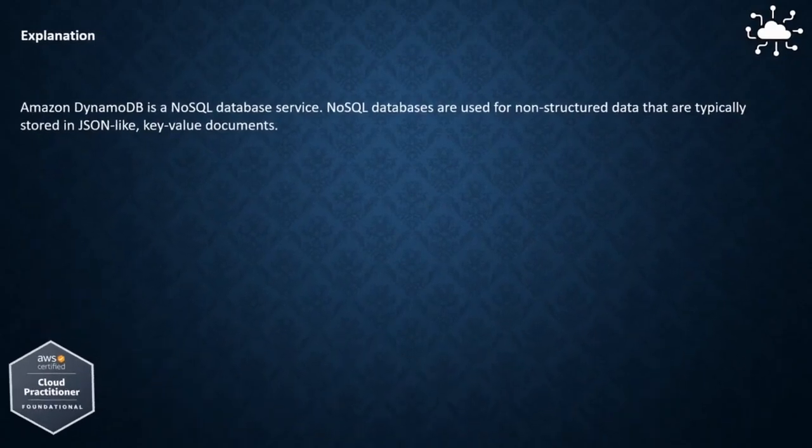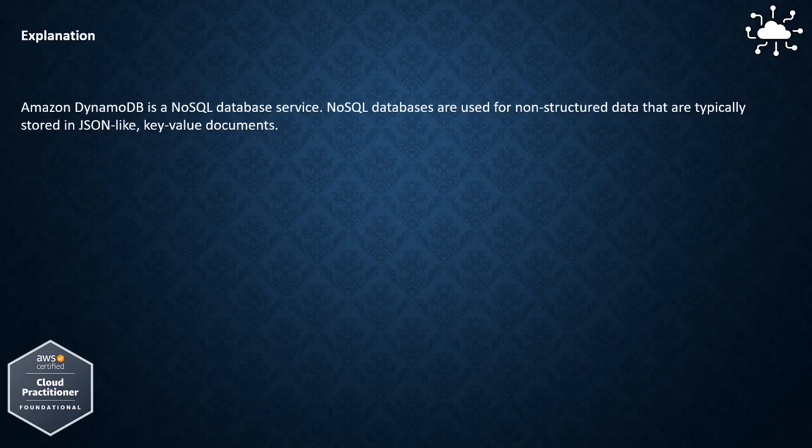Explanation. Amazon DynamoDB is a NoSQL database service. NoSQL databases are used for non-structured data that are typically stored in JSON-like, key-value documents.